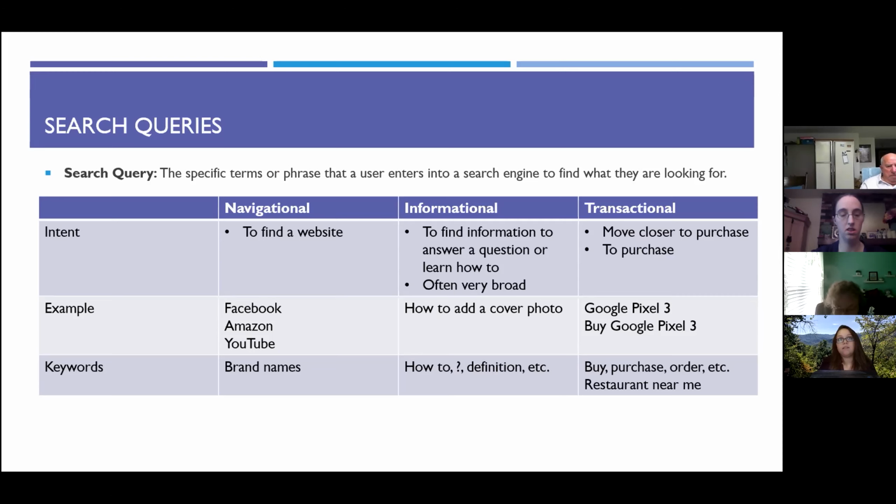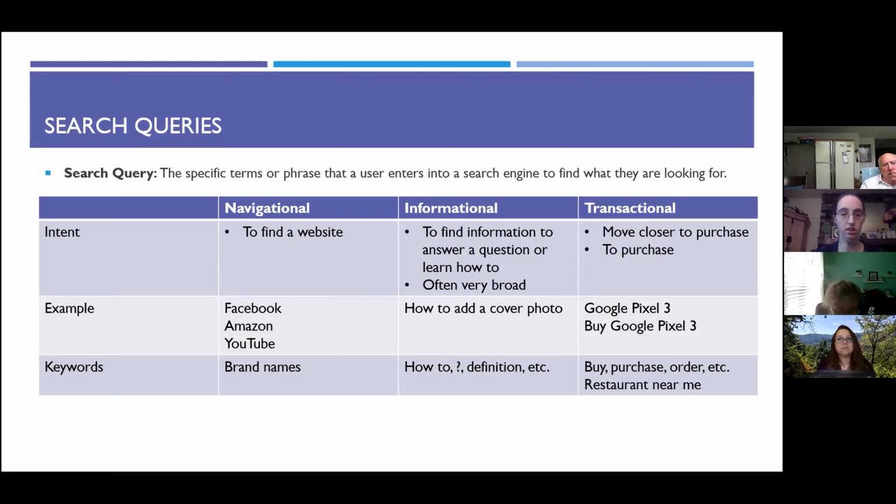On the other hand, informational queries revolve around finding information to a question or learning how to do something. These types of searches usually are very broad and include words like how to, question marks, and definition. An example could be how to add a cover photo to my Facebook profile.